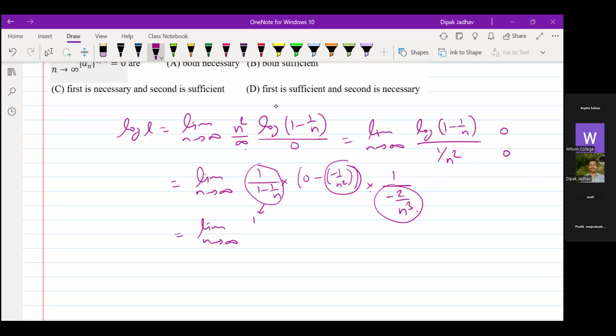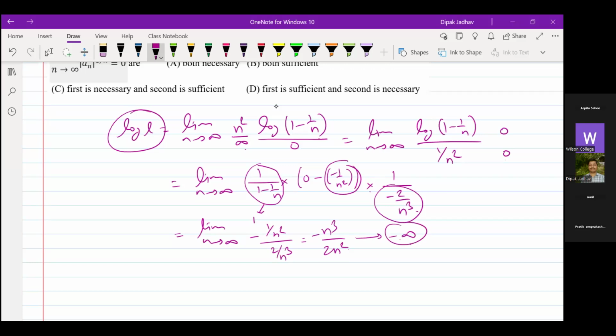Negative infinity. It's 1 by n square, and here we'll have 2 by n cube. So n cube by n square is like this. Yeah, minus, yes, the minus will also come. That goes to minus, yes, it goes to negative infinity. Very good. But this is log L.